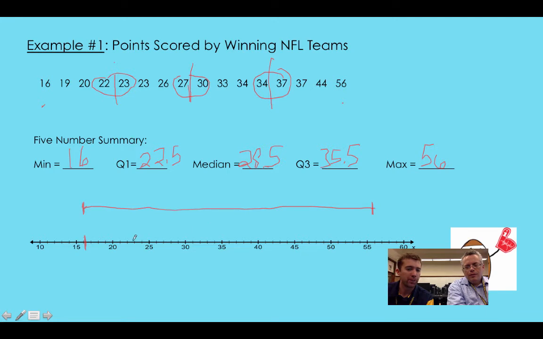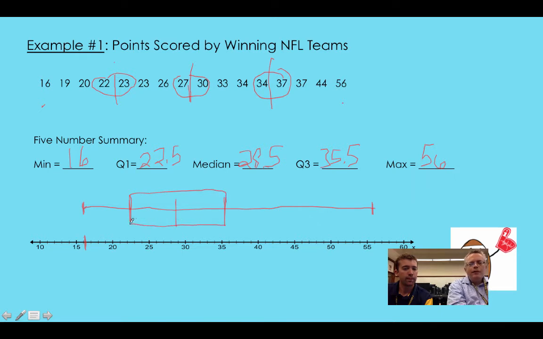Quartile 1 was 22.5, so a bigger vertical line there. Our median, 28.5, should be right around here. And our Q3, 35.5, right here. So a vertical line at all the 5 numbers, and then we connect the middle 3 to form the box. Sometimes it's called a box and whisker graph.